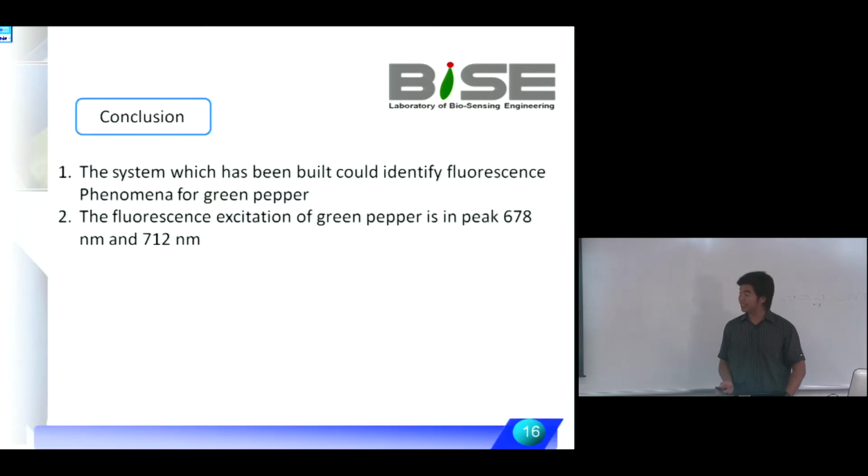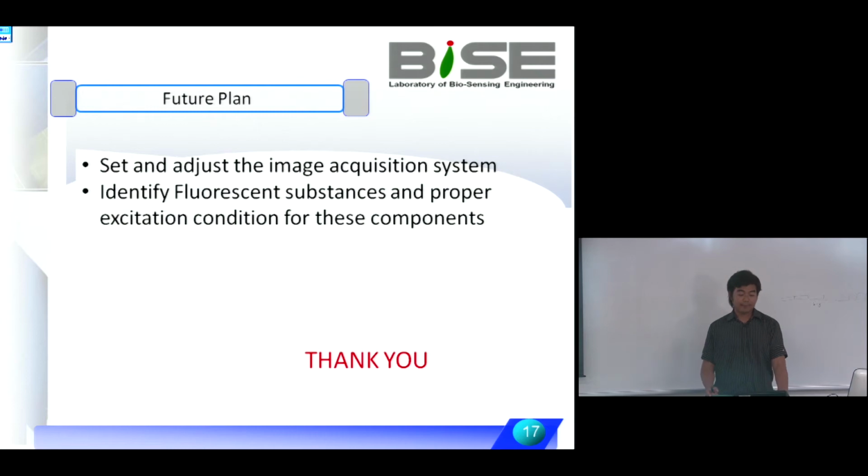So this is the conclusion: with this system, I can identify fluorescent phenomena for green paper. And the second is that the fluorescence emission of green paper has peaks at 678 and 712 nanometers. About the plan I'm going to do in the future, first is to set up and adjust the image acquisition system. The second is to identify fluorescent substances and the proper excitation condition for these components with another device, maybe a spectrophotometer, with which I can get this kind of information. Well, that's all my presentation. Thank you.